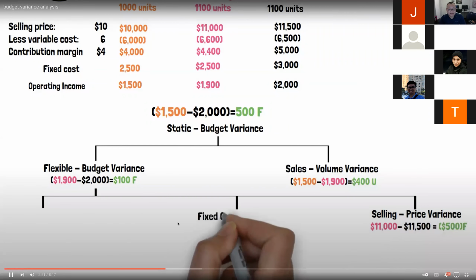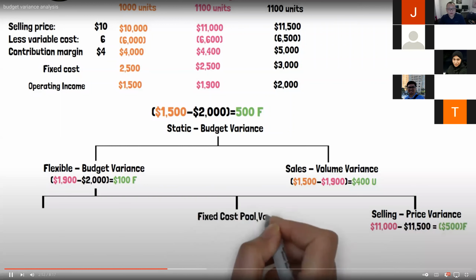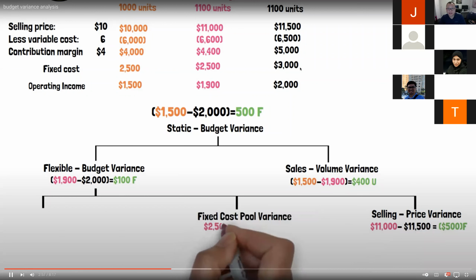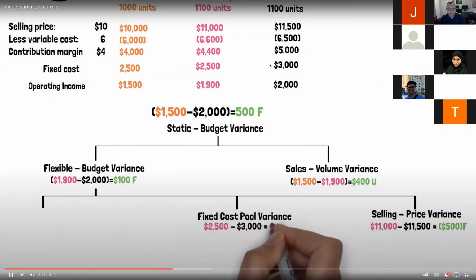Okay. And then the fixed cost pool variance. So you are comparing 2,500 versus 3,000 here, right? So this is an unfavorable variance. Why? Because you were planning the cost to be 2,500. It actually cost you 3,000, right? It costs you more, so it's unfavorable. So that's 500 unfavorable.